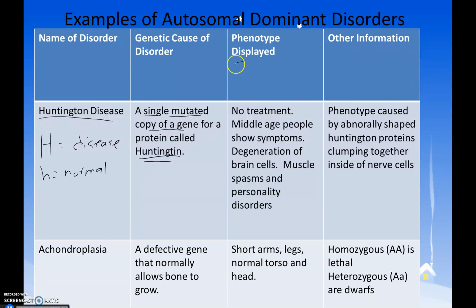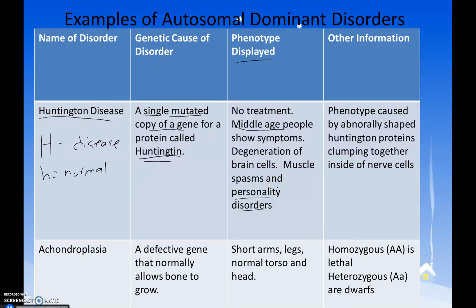This disorder, as far as the phenotype here, there's really no treatment. People don't know they have Huntington's disease until they're middle age, probably into their 40s, maybe late 30s. It causes the brain cells to degenerate, nerves to degenerate. People's brains can't communicate with their body. It seems like they have personality disorders because their brain isn't functioning properly. They lose control of their muscles in their body because the nerves are breaking down.